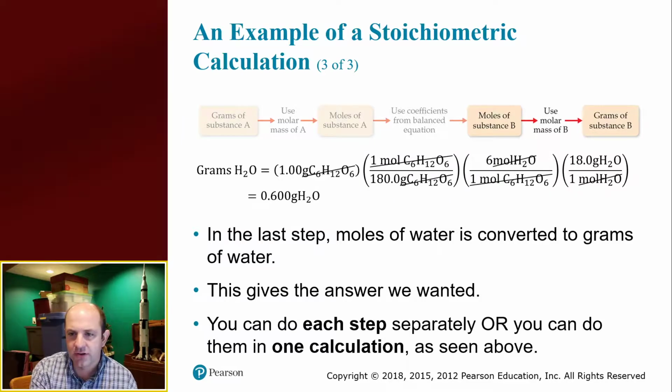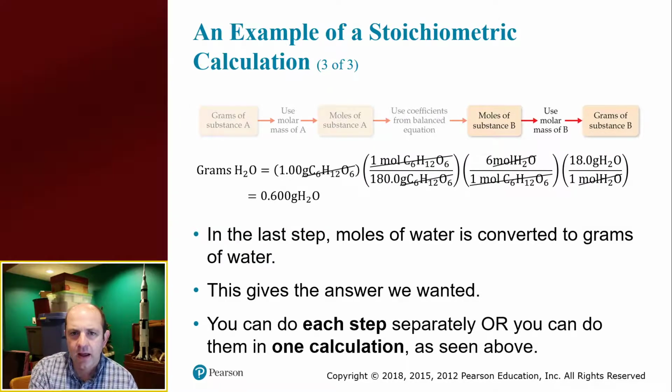Now we do our calculation. And I like to do it this way, where you do it all as one big calculation. You can do them separately, so you could have gotten this number after the first one and then started up the second one. I like to do it all at once because, in my opinion, it gives you fewer chances to accidentally flip something or mess it up if everything's kind of together. So 1 divided by 180 times 6 times 18. When you do that, you get 0.600 grams of water, and that makes sense. The answer looks reasonable for what we're doing.